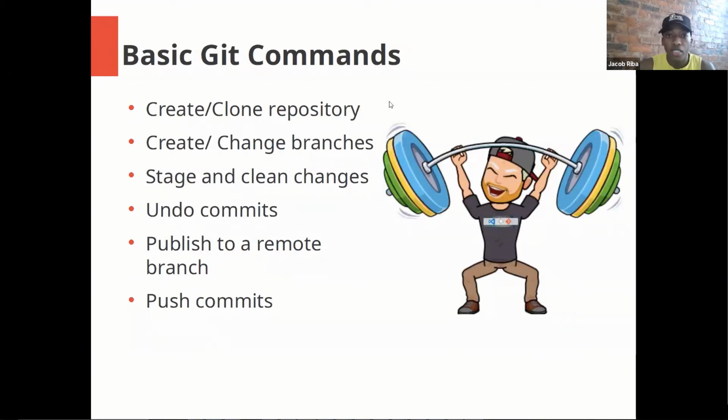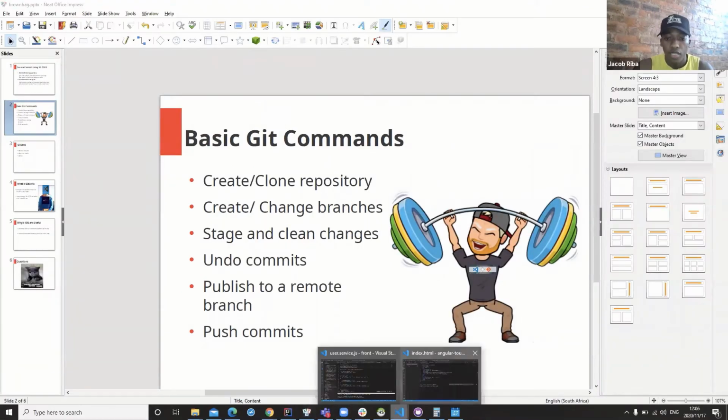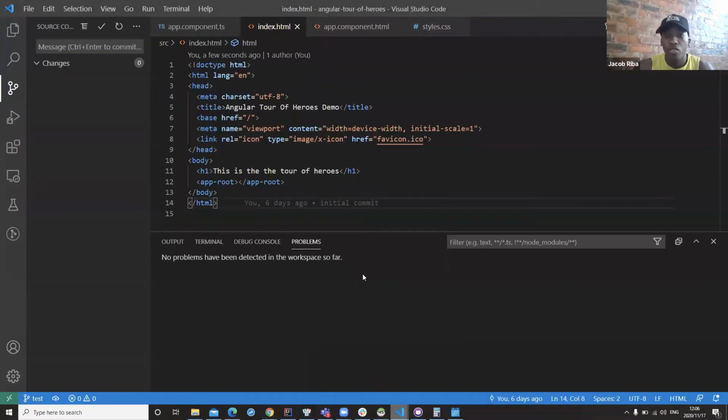These are the basic commands which you can perform on VS Code. You don't have to open the terminal for these commands. You can create or clone your repository. You can create your branch and switch between multiple branches. You can stage and unstage your changes, and you can undo commits easily without opening the terminal. And you can also push your local branch to the remote with just one tap. So I'll be showing you some of these commands on VS Code.